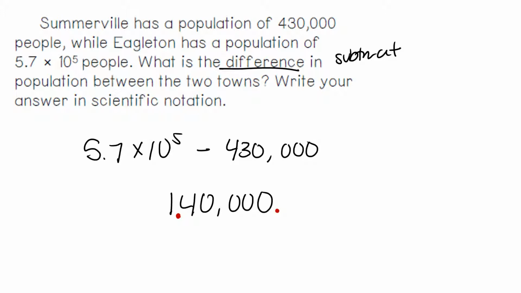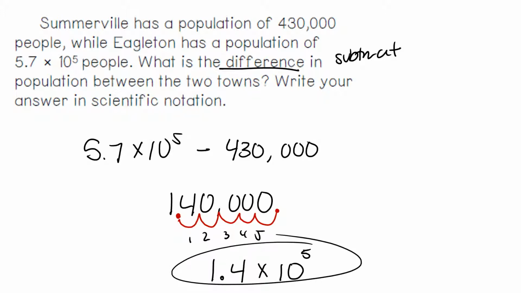And to do that, we have to move 1, 2, 3, 4, 5 times. When we write the final answer, we do not write the zeros. We only write the 1.4. Always write times 10 and to the 5th power. As it is a large number, it is represented by positive exponents.